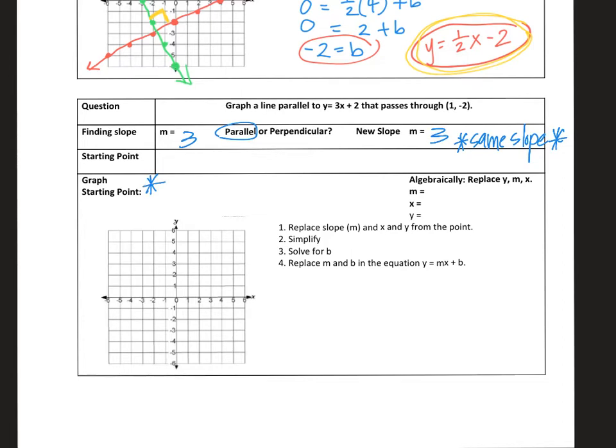They're going to look really similar. However, it's going to be shifted a little bit from the original, and so they will never intersect. So parallel means that they will never intersect, ever. Never, ever, ever.